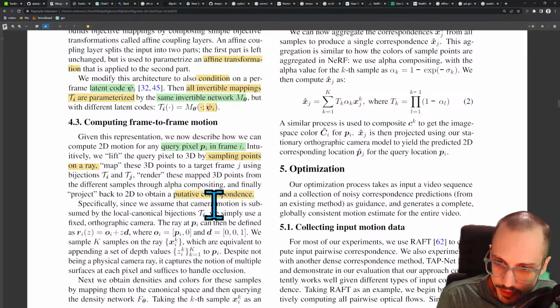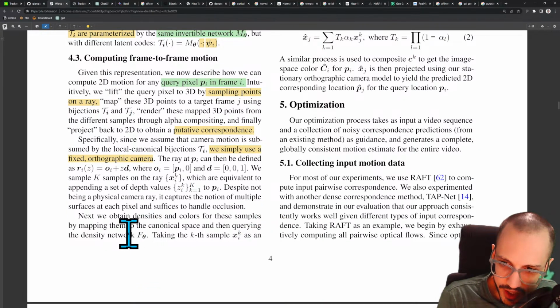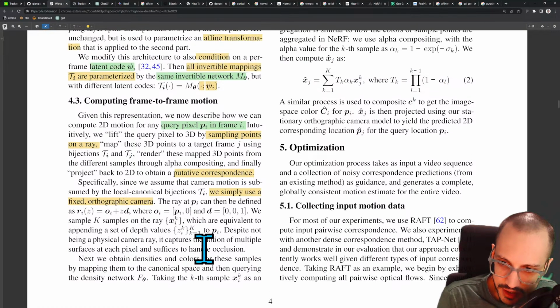Specifically, since we assume that a camera motion is subsumed by the local canonical bijections Ti, we simply use a fixed orthographic camera. I don't like that. I don't like this camera being a fixed prior. That just does not feel good to me.